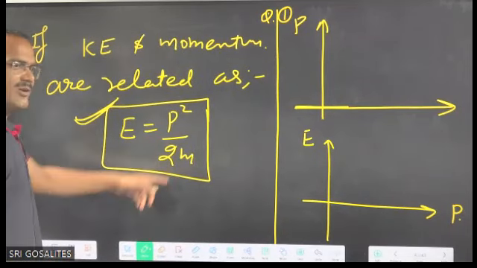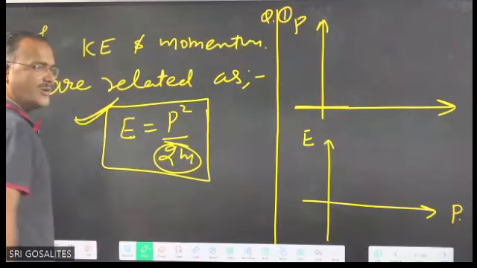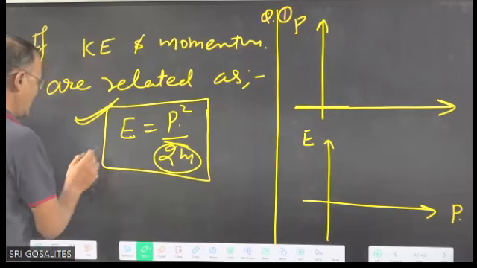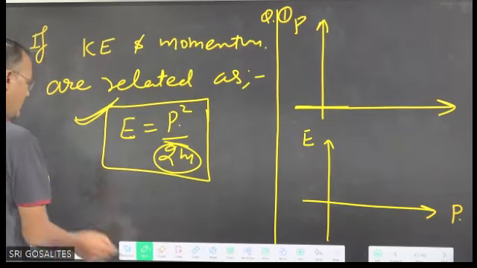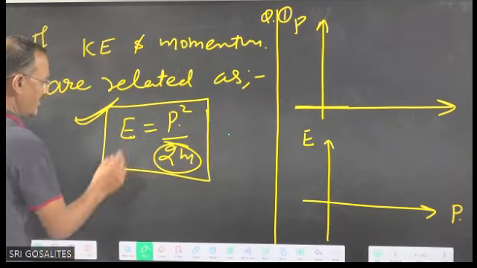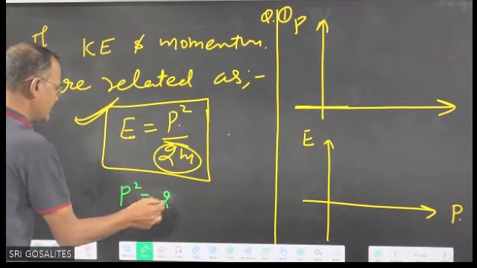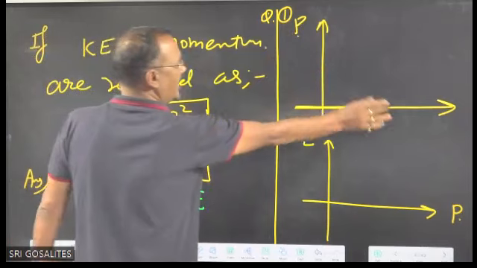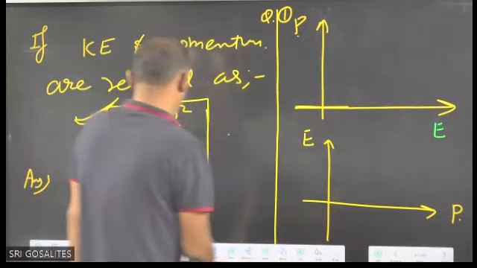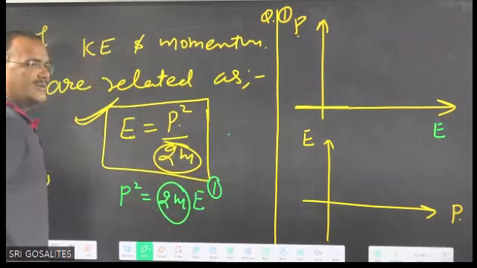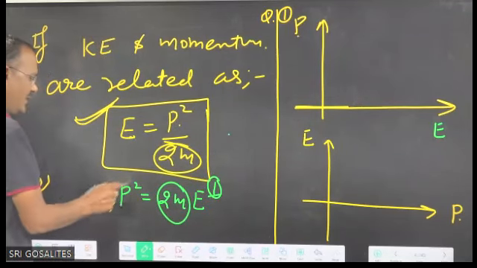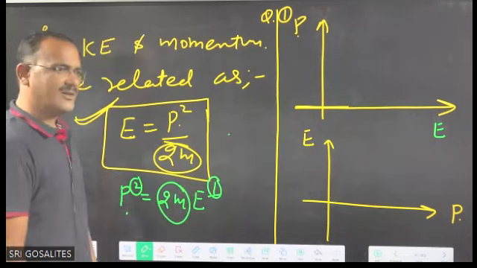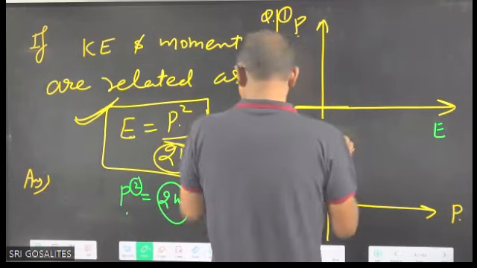Yes, 1 by 2m is the constant. Other than the variables, everything is constant. You can see, beta, from here. Answer you write here. P square will be what? This is a constant because our variables are P and E. So the order of E is 1. What is the power of E? 1. What is the power of momentum? 2. So the parabola will be symmetric to what? E. Symmetric. Is this clear?